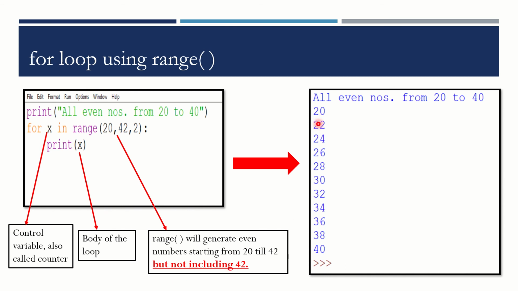Range will generate numbers starting from 20 till 42, but not including 42. So if you see here, my starting value is an even number and every time I increment by 2 and produce another even number. So all even numbers from 20 till 40 are displayed.